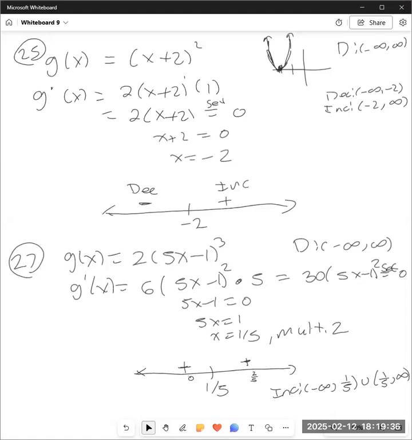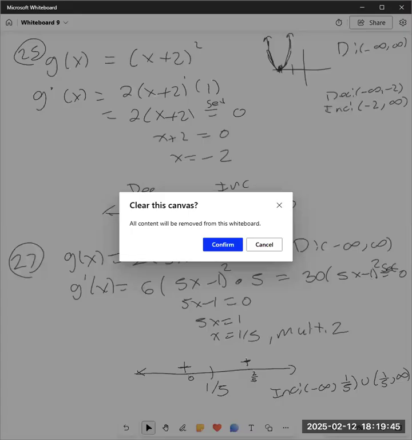Okay, let's go ahead and look at number 29 next. There we go. Y is equal to x to the 1/3 plus 1. And my domain here is going to be all real numbers. I can take the cube root of anything that I want to and add 1 to it. Let's go ahead and find this derivative. Y prime is equal to 1/3 x to the negative 2/3, plus 0, which is 1/3 over x to the 2/3.